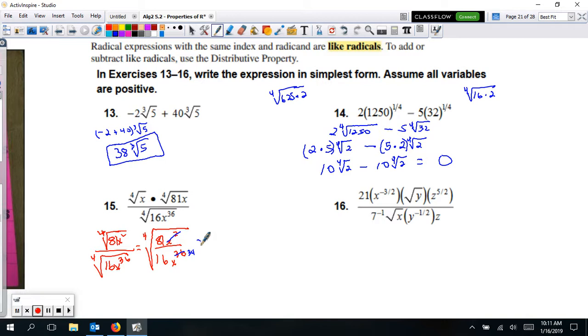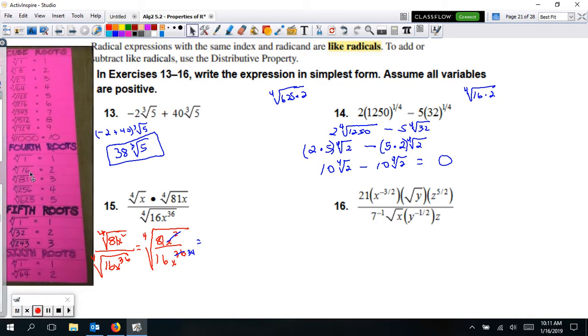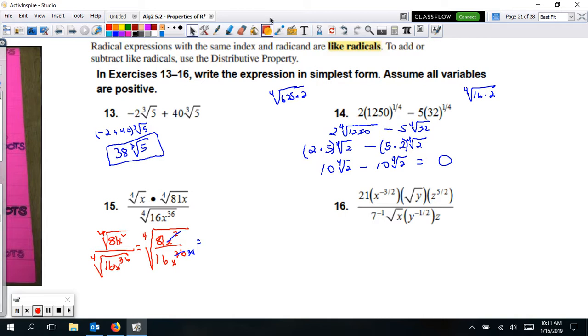And so now what we can see here is fourth root of 81 and a fourth root of 16. Is that on my chart? So look at our fourth roots again. It is. The fourth root of 81 is a 3. The fourth root of 16 is a 2. So those can become numbers right there. So I can kind of do this now. There's my pen.